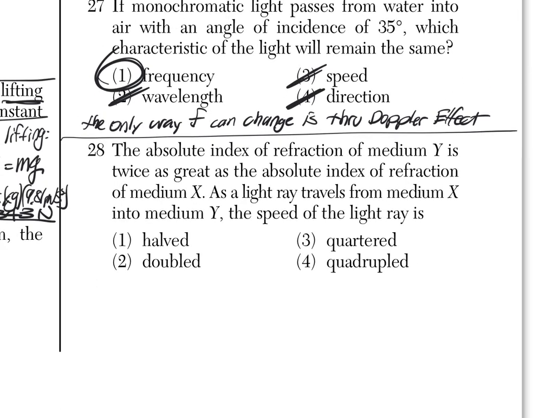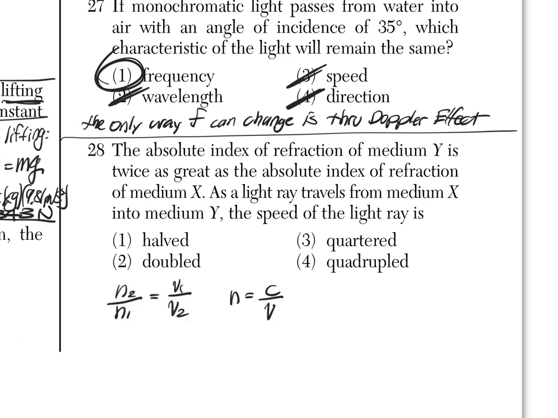Index of refraction of y is twice as great as the index of refraction of x. As the light ray goes from x into y, what happens to its speed? Well, we can look at it this way. n2 over n1 equals v1 over v2. That's from page 5 of the reference table. But you could also look at it very basically as n equals c over v.